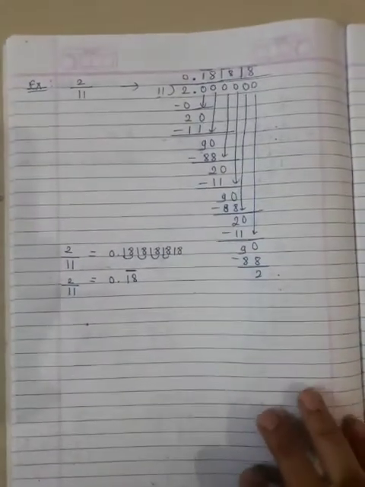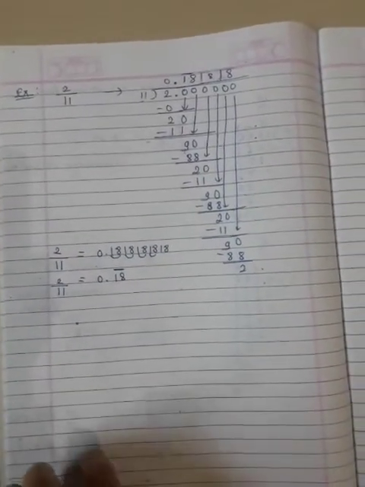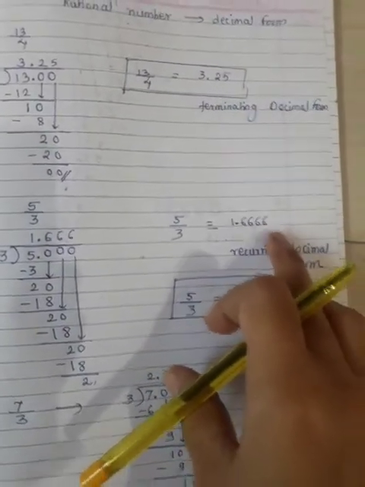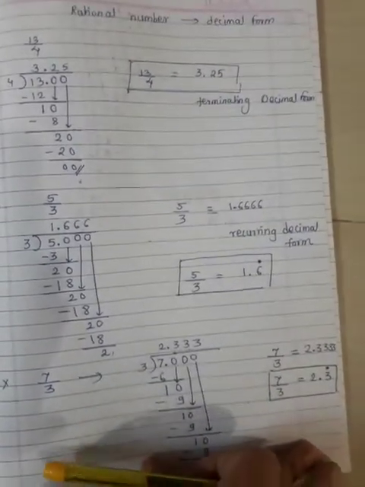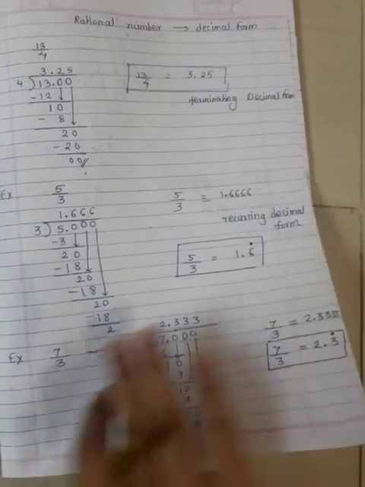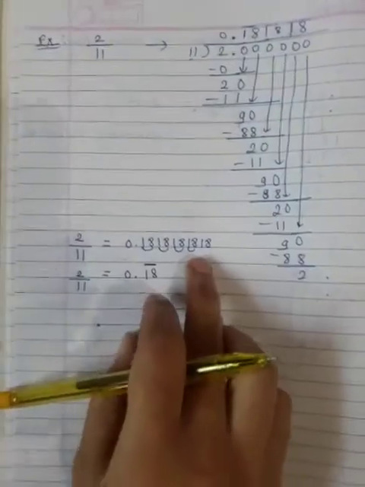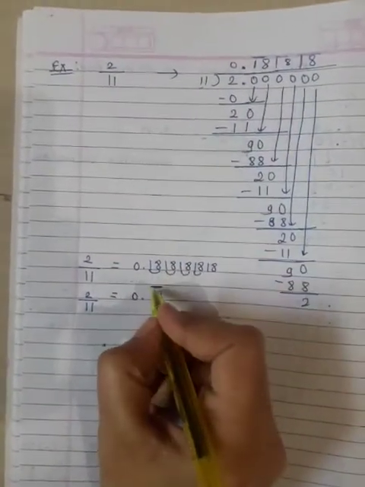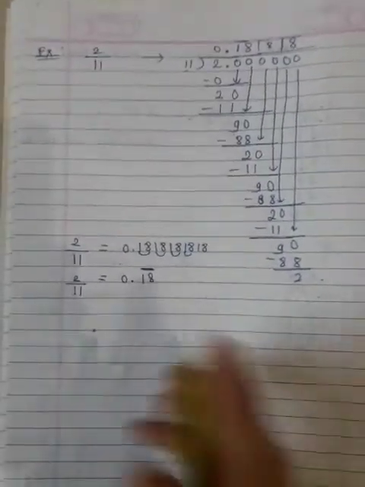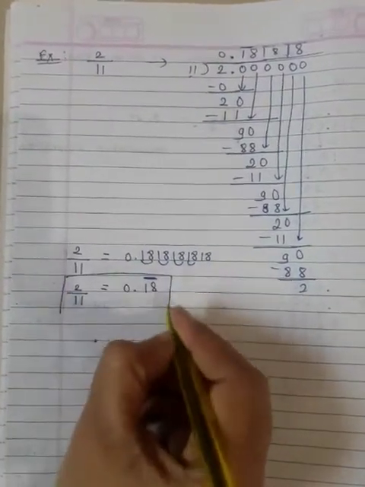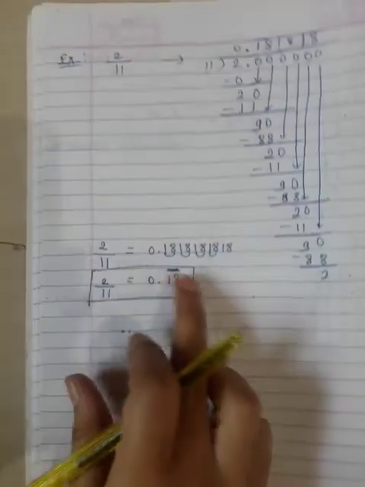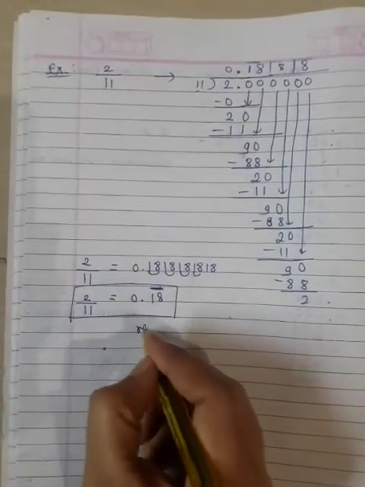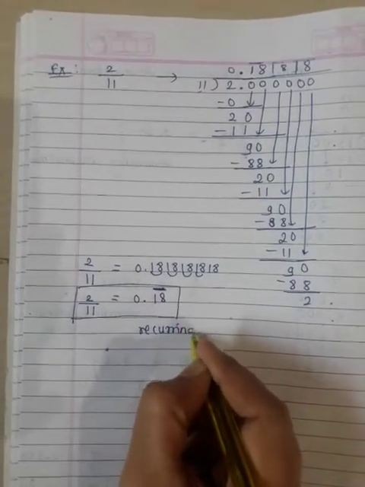Okay, in the previous example we observed that a single digit is repeated. If a single digit is repeated, then write that digit and put a dot on it. And if a group of digits is repeated, then write that group of digits and put a bar on those numbers. So here 2 by 11 is nothing but 0.18 bar. These types of decimal forms are called recurring decimal form.